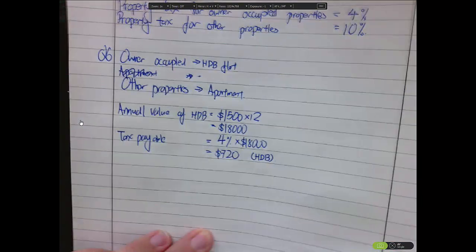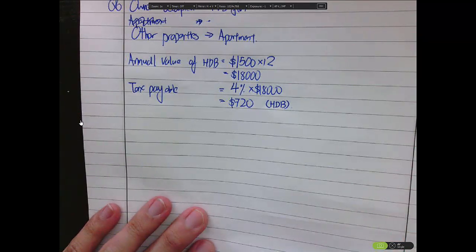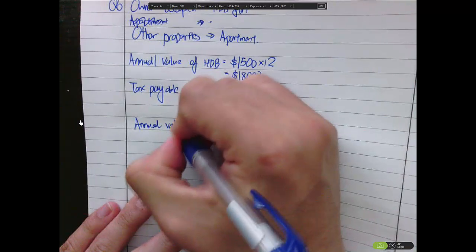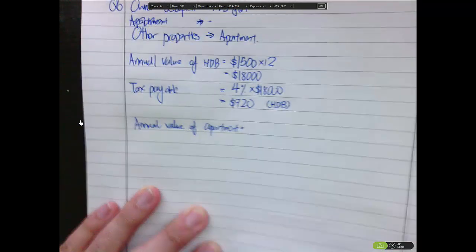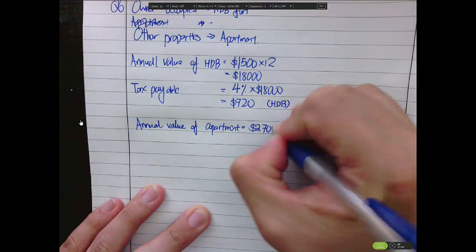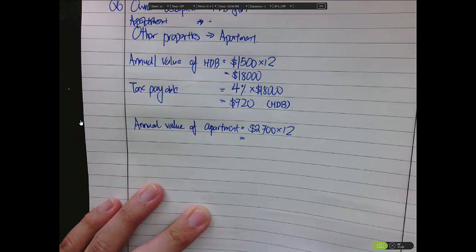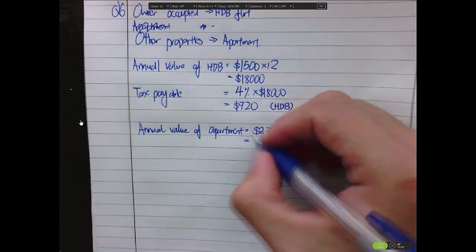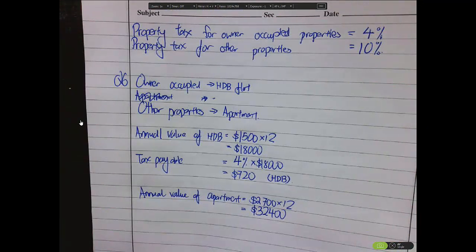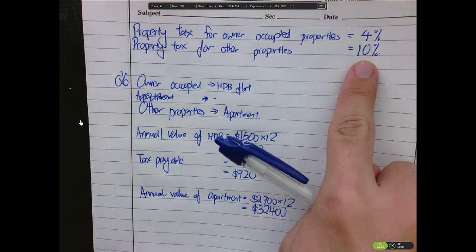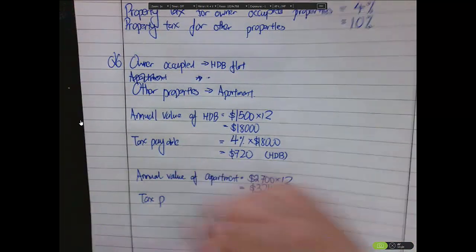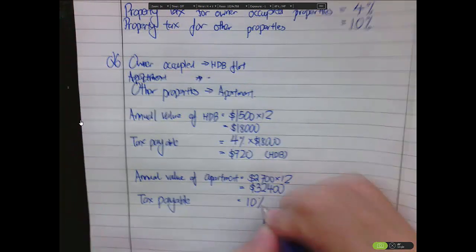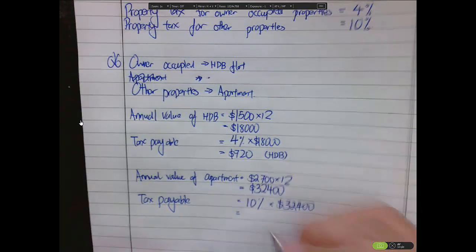Now the next part we have to calculate will be for his apartment. So the annual value of the apartment is equal to, how much is it per month? $2,700 per month, $2,700 times 12. Oh, my calculator just died. His annual value of his apartment is $32,400. Notice that other properties means that Ahmad doesn't stay there, so it is charged at 10%. So the tax payable on the apartment is 10% of $32,400. This is so simple, I don't need a calculator. He has to pay $3,240 on the apartment.